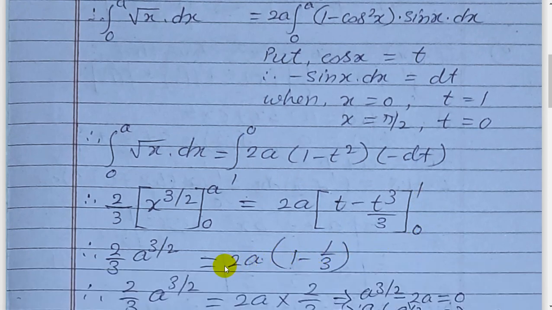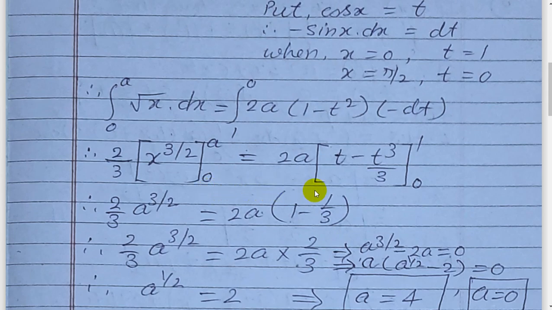Now substitute the values of the limits on the left hand side and also on the right hand side. Therefore 2 by 3 as it is, upper limit, that is a raised to 3 by 2 minus 0 raised to 3 by 2 becomes 0, so no need to write it. So 2 by 3 into a raised to 3 by 2 equals 2a as it is. First we take the upper limit, that means put t equal to 1. So we get 1 minus 1 cube upon 3, that is 1 by 3, minus 0 plus 0. So 2a into 1 minus 1 by 3.